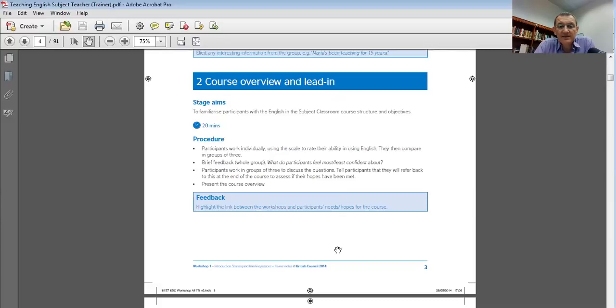Then the next step is that participants work in groups of 3 to discuss the questions. They will refer back to this at the end of the course to assess if their hopes have been met. So these are questions about what they hope to achieve on this course. And there are no correct answers to this. It's simply what the participants feel and what they envisage.